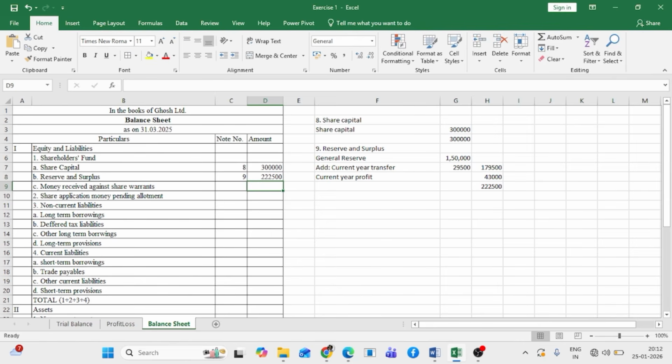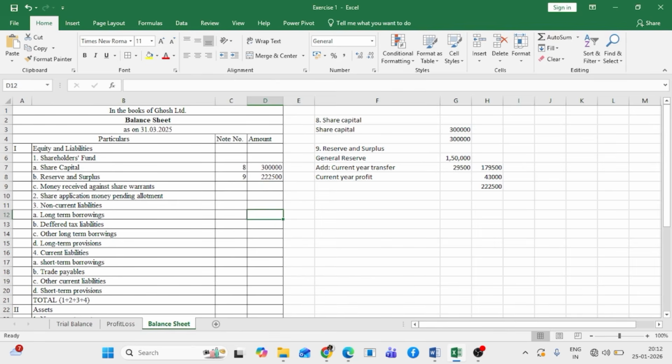Now, money received against share warrant. There is no information about money received against share warrant. I'm not going deep into all these things. There is no share application money pending allotment. Then you have long-term borrowings.